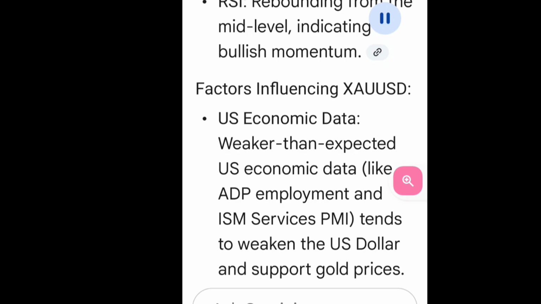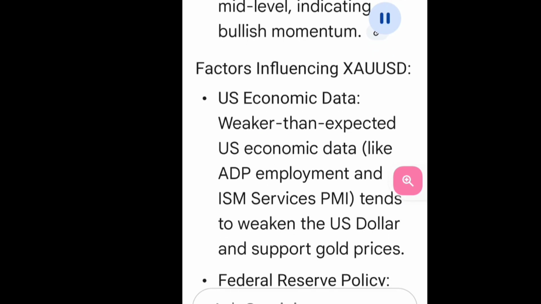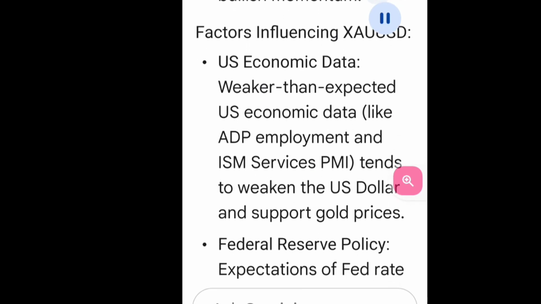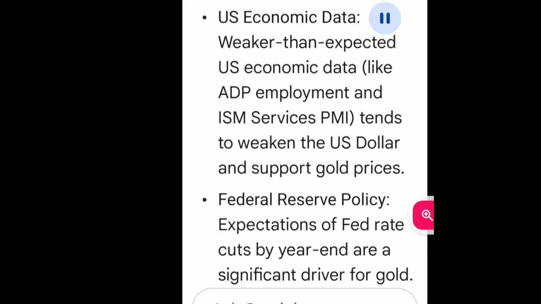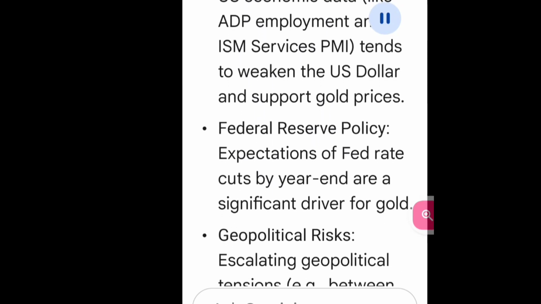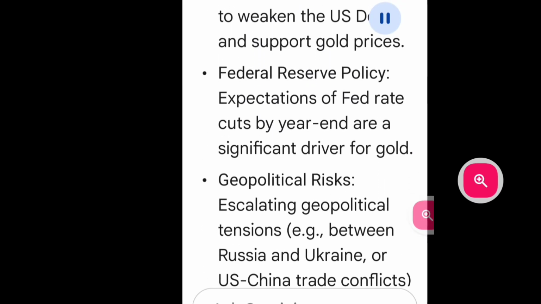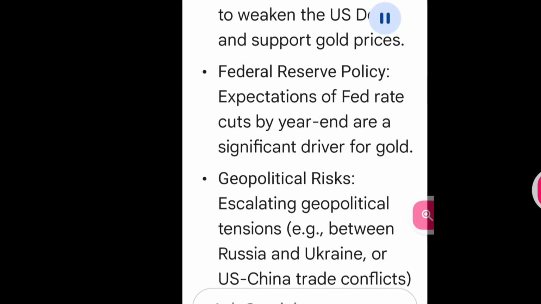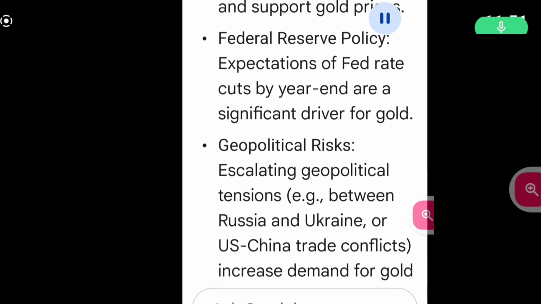Factors influencing XAUUSD. U.S. economic data: weaker than expected U.S. economic data, like ADP employment and ISM services PMI, tends to weaken the U.S. dollar and support gold prices. Federal Reserve policy: expectations of Fed rate cuts by year-end are a significant driver for gold.